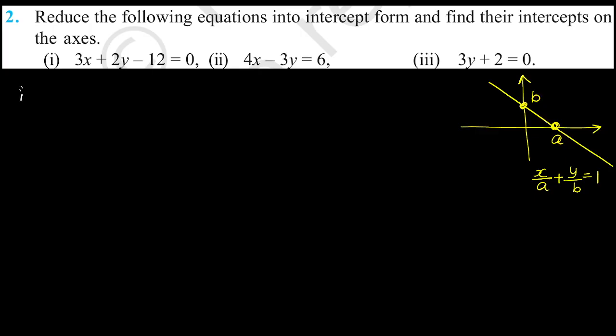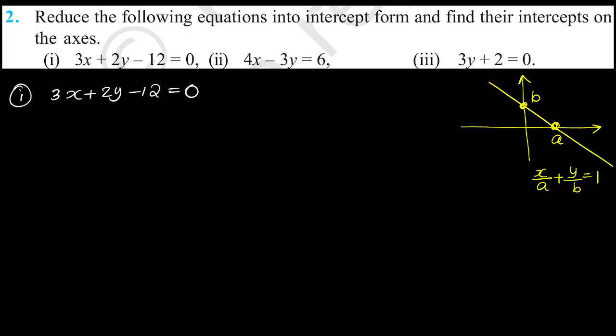The first one I am going to discuss. All are easy questions. 3x plus 2y minus 12 equal to 0. We have to convert to intercept form. Please look here. In the intercept form, the right side is 1. When you express in intercept form, please keep in your mind that right side is 1. So if you are able to make right side 1, then it is almost intercept form. Try to make right side 1.